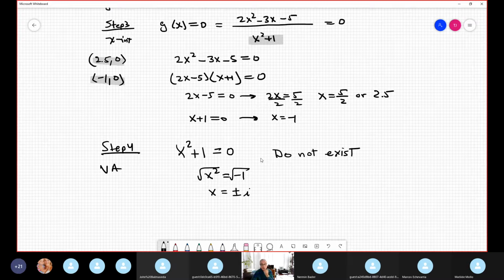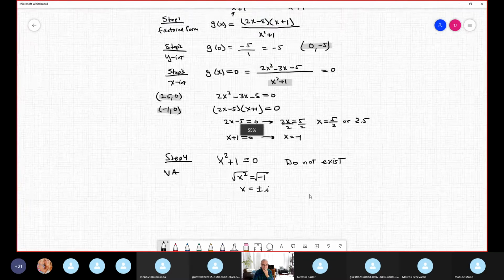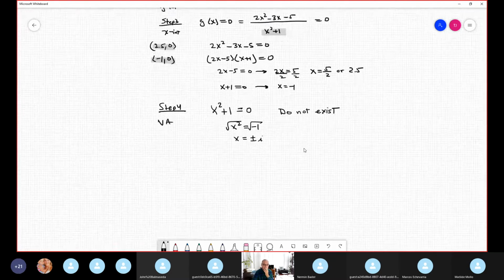Okay, the thing I try to find, the vertical asymptote in this example, does not exist because it's complex or imaginary, right? Okay, super. Do you understand this or not? And in the real field it does not exist.